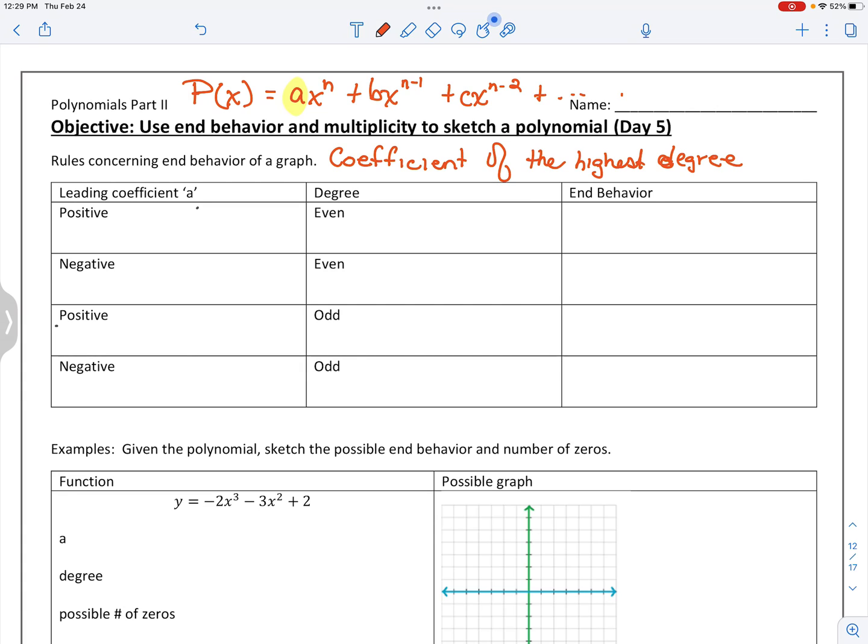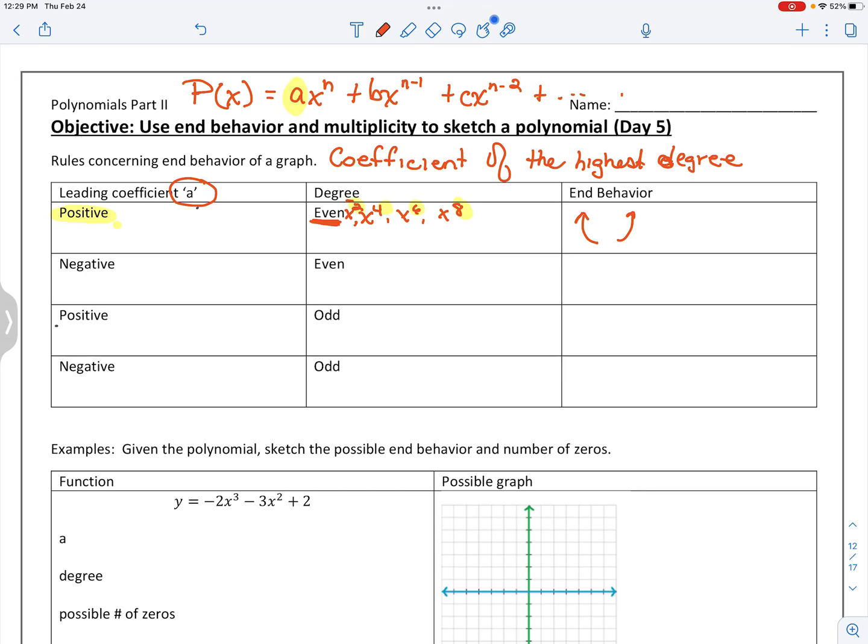So if that leading coefficient is positive and the degree is even, so when I say degree is even, I mean like you have x squared, x to the fourth, x to the sixth, x to the eighth, all of those would be considered even exponents. If the exponent is even and your coefficient is positive, then your end behavior looks like this. Both ends are going towards infinity. The left end and the right end are going towards infinity.